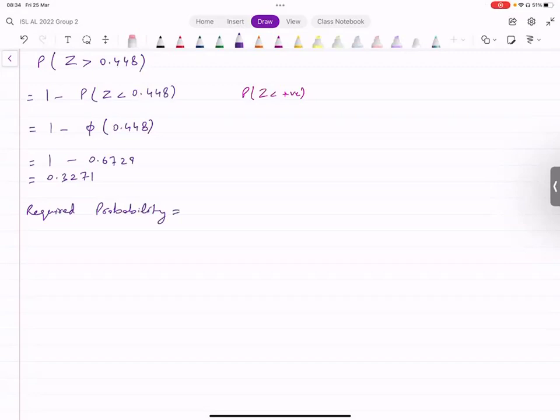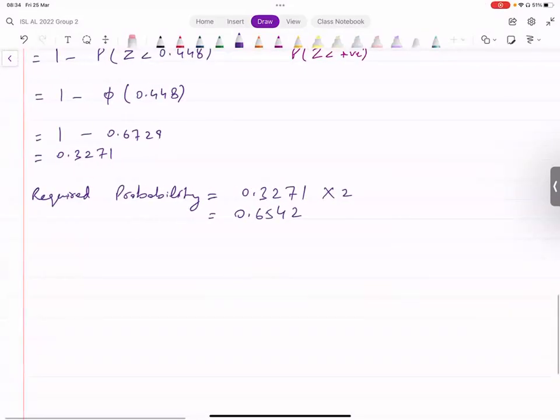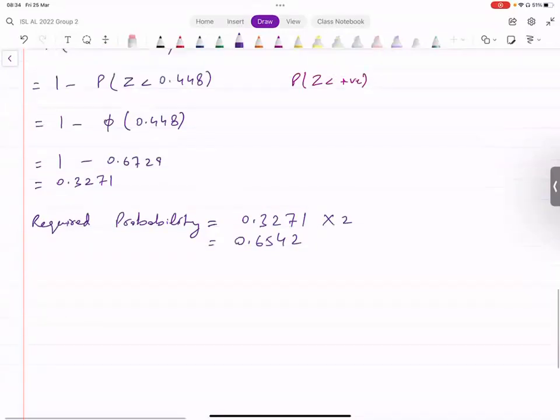राइट, उनको हमने एक पार्ट फाइंड किया, उसका दूसरे पार्ट के लिए इसको 2 से मल्टीप्लाई कर देंगे. 0.3271 multiplied by 2. What do we get? 0.6542. Okay, so that's the required probability. ये मैं figure out करना था. ठीक है, any problems with this? Any problem? No, sir. No? Okay, let's move on. Let's look at the third part.